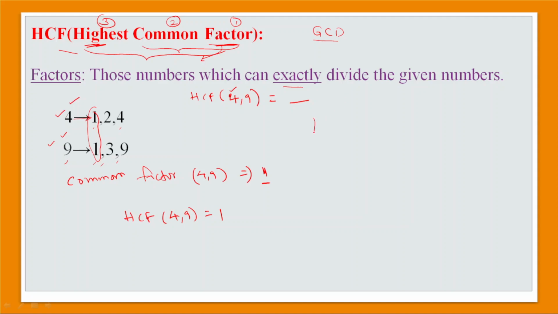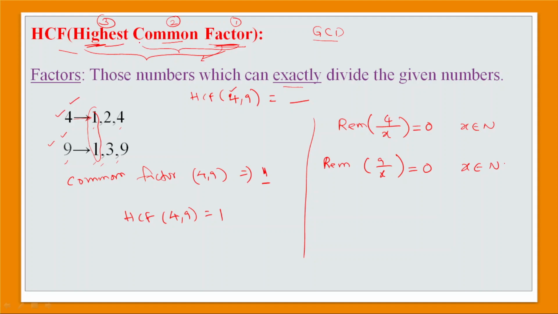This can be understood in a simple manner like this. The remainder of 4 divided by some number x should be 0, where x belongs to the natural numbers. Similarly, the remainder of 9 when divided by some number should be 0, where x also belongs to the natural numbers. We can apply the same thing here. First we need to find the factors of the particular numbers, then find the common numbers present in the factors, and then take the highest among those common factors.